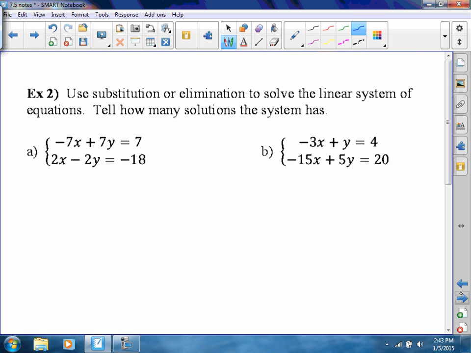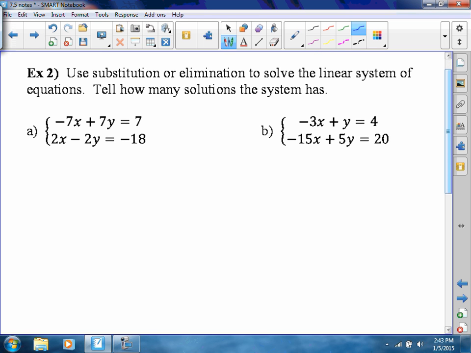Now for example 2, we're going to try and use either substitution or elimination here to solve these systems. So we're going to see what a no solution or infinitely many solution process will look like algebraically. Now for part A here, I've got my x's and then my y's and then my numbers. So I've got both equations in standard form. Nothing is solved for x or for y. I don't have any x or y that's by itself. So I definitely need to do elimination here.